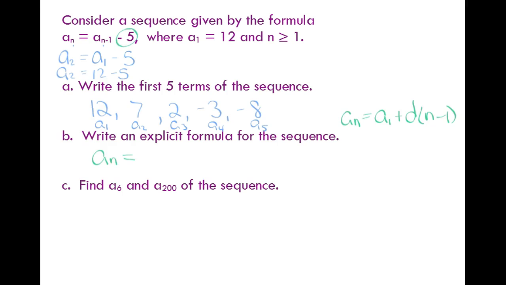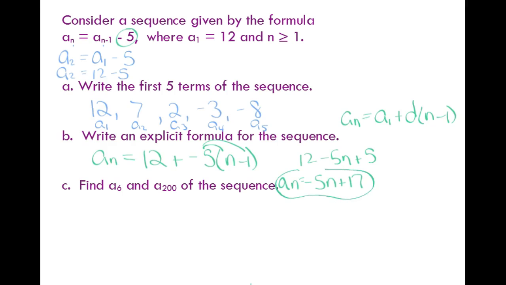It's minus 5. And then n minus 1 you just leave. Oh, I totally skipped some, didn't I? I forgot the a of 1. Let me go back. So that's 12 plus negative 5 times n minus 1. There we go. Now we can distribute, and we get 12 minus 5n plus 5, which is 17. Actually, we'll do negative 5n plus 17. So there it is. There's my explicit formula.